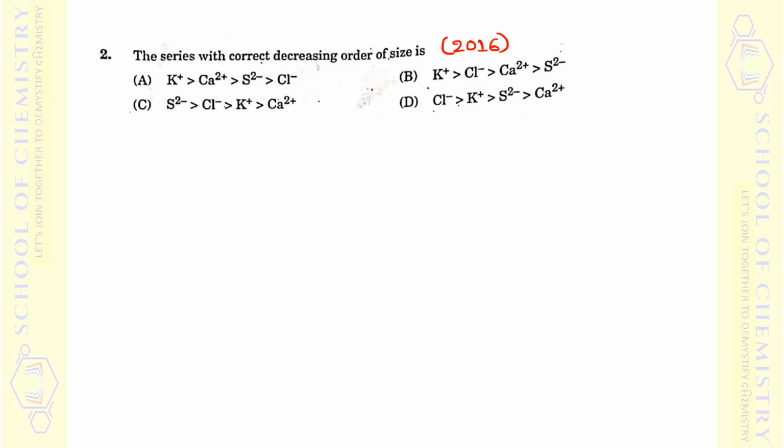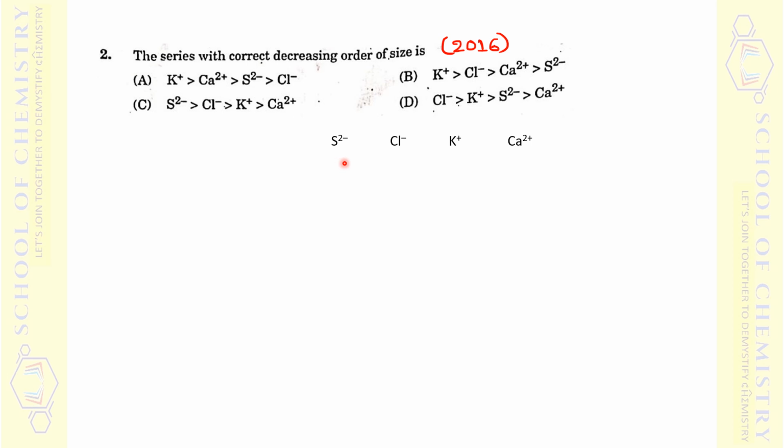Second question, it is also a very simple question. Again, it is a repeated question from KSET 2016. Here they have simply asked the correct decreasing order of size. In fact, the question has been partially picked from 2016. The same question had appeared in 2016, but along with that, one more property, decreasing or increasing order, they had asked. Here they have asked only the decreasing order of size. So how we can do that, we shall see.